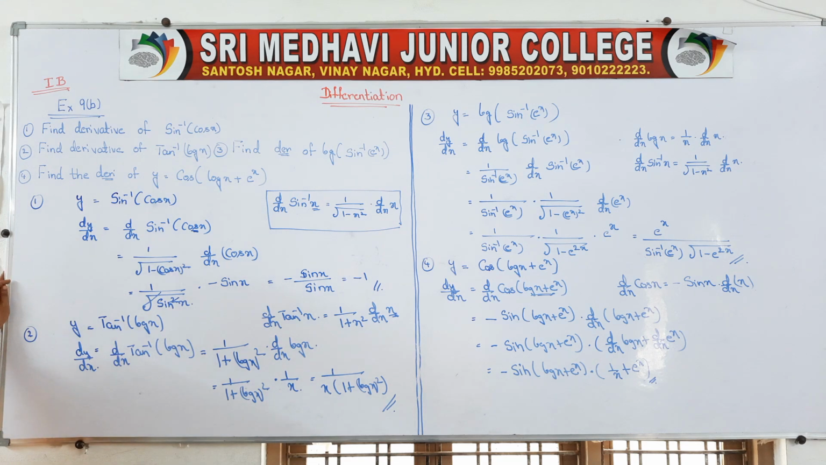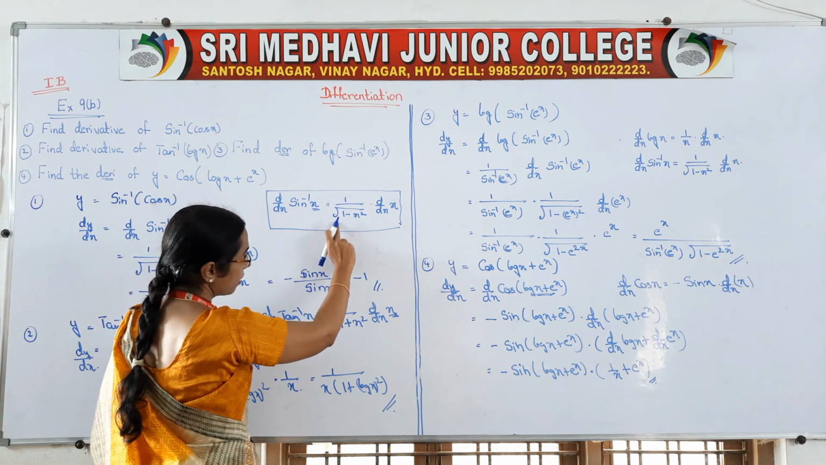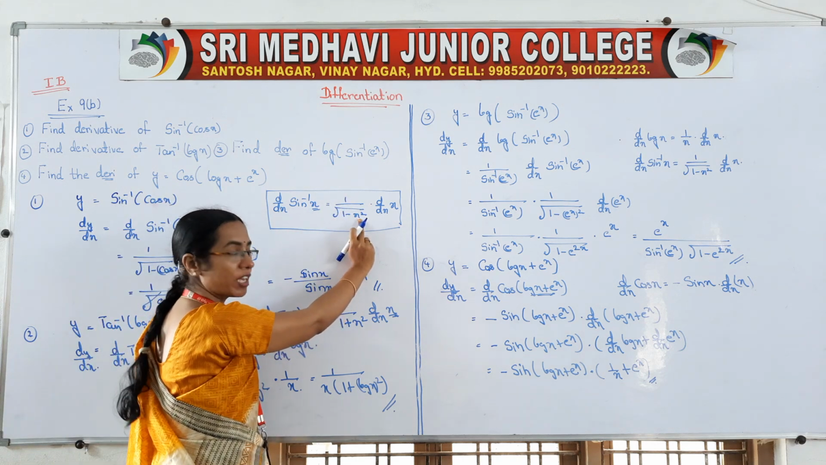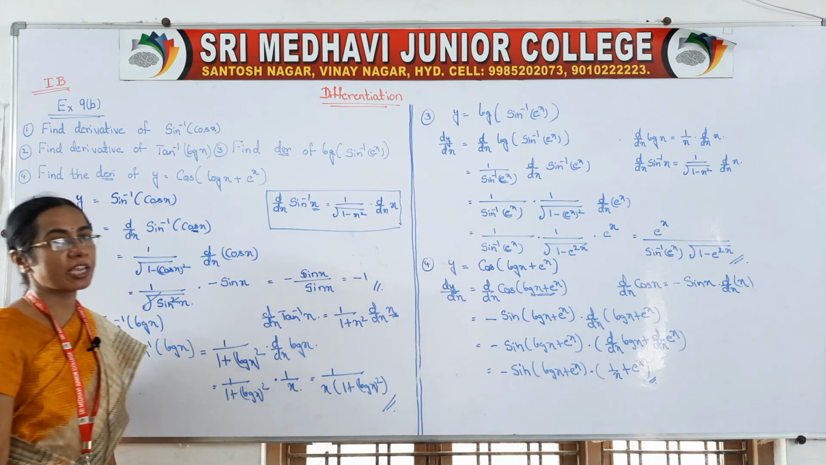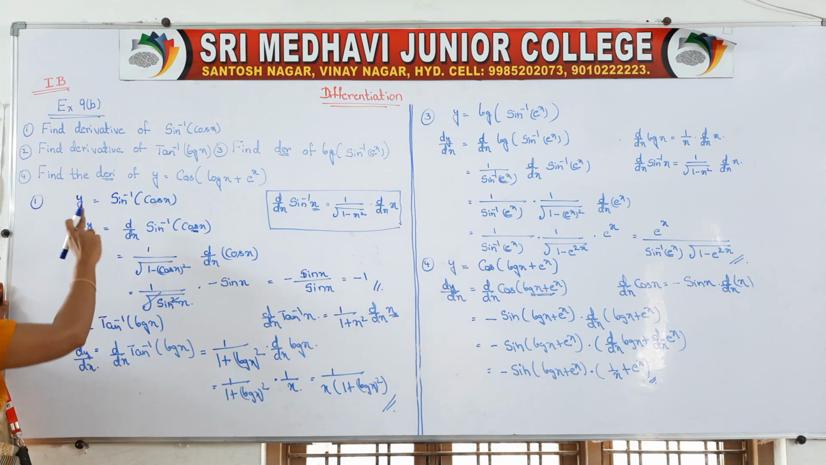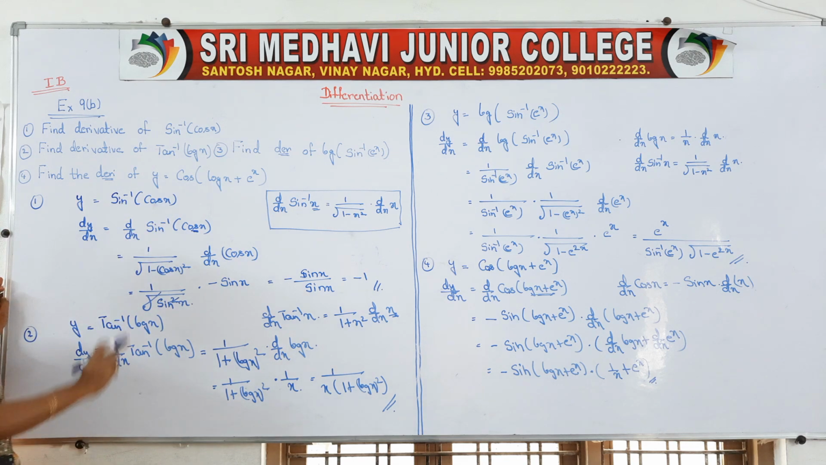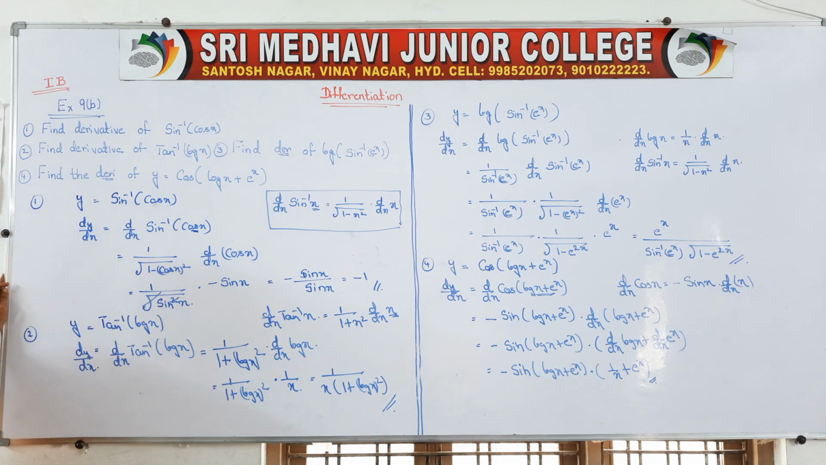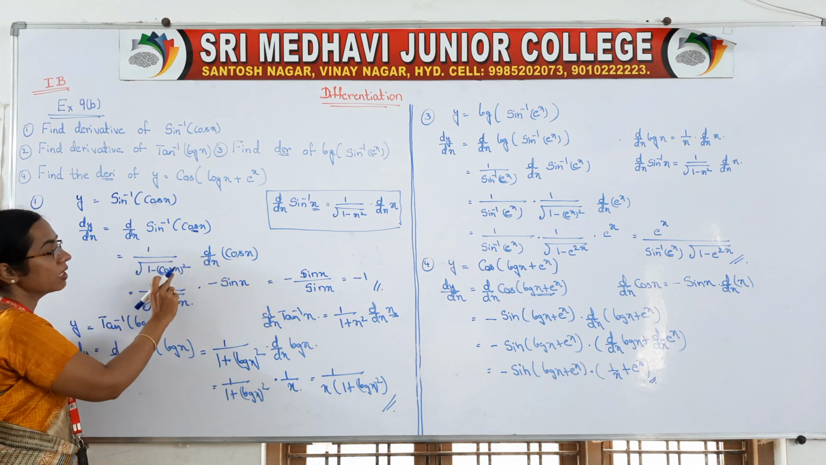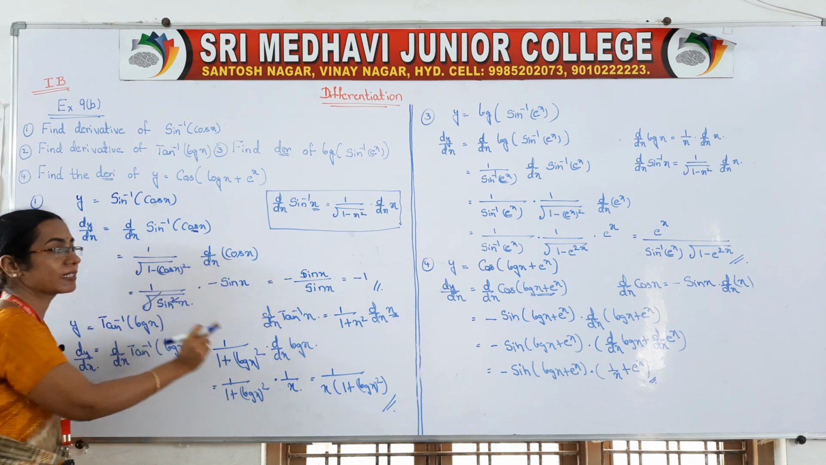So d by dx of sine inverse of any variable is 1 by root of 1 minus that variable whole square into d by dx of that variable. So we take y is equal to sine inverse of cos x, which can be taken as 1 by root of 1 minus that variable, that variable is cos x, whole square, into d by dx of cos x.